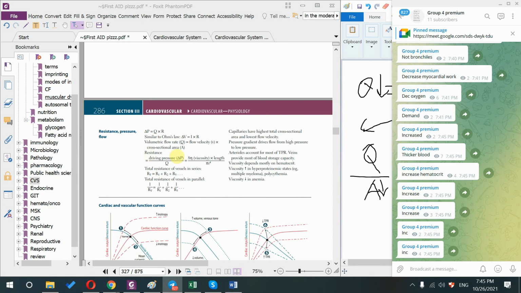Now it gets tricky. If the radius, let's say, decreased 2 times, and the viscosity increased 2 times, and they do this type of question. Again, the radius decreased 2 times, the viscosity decreased 2 times. What will happen to the resistance?